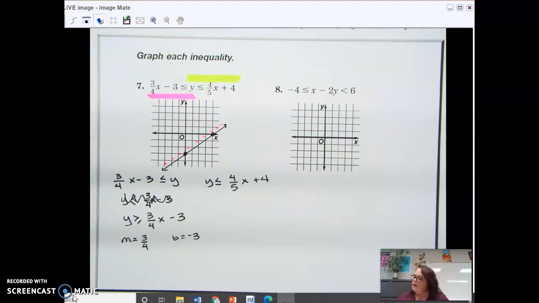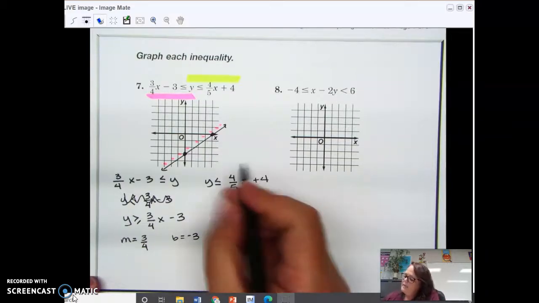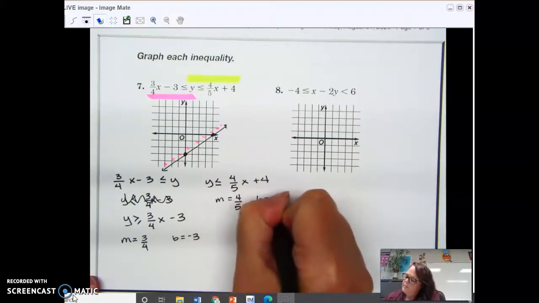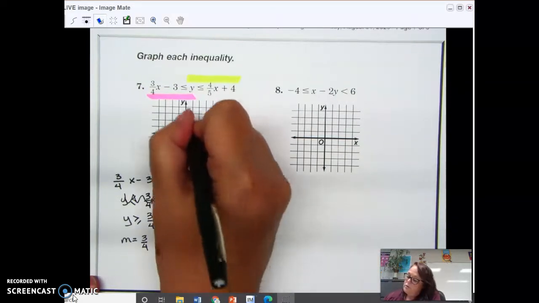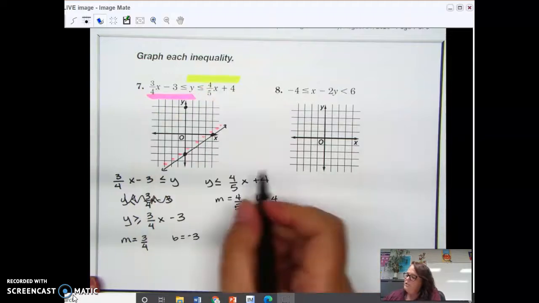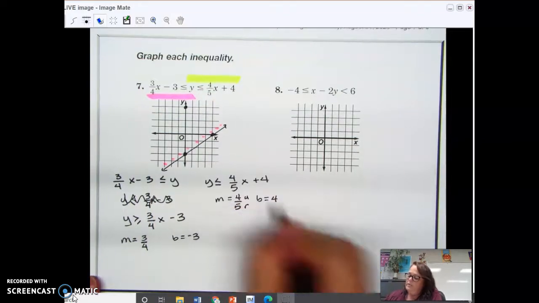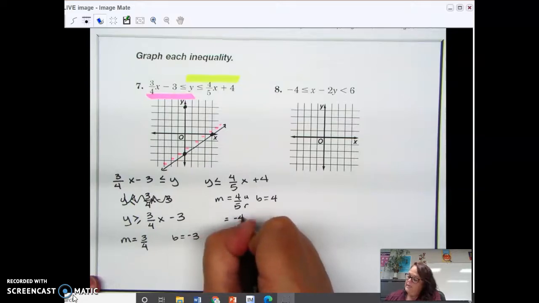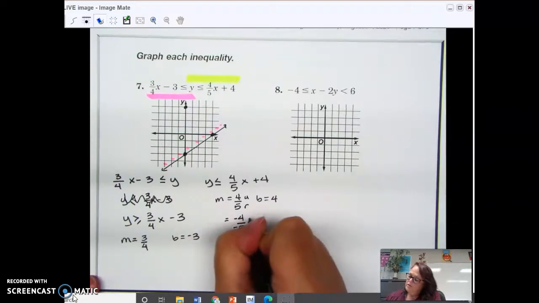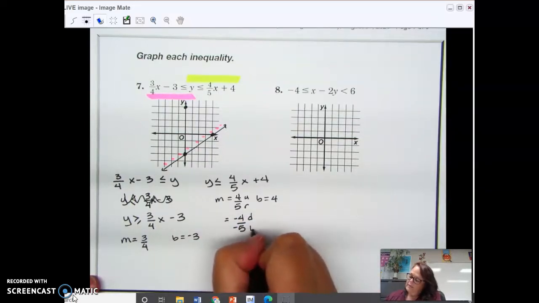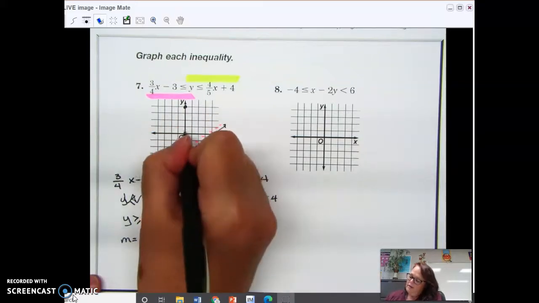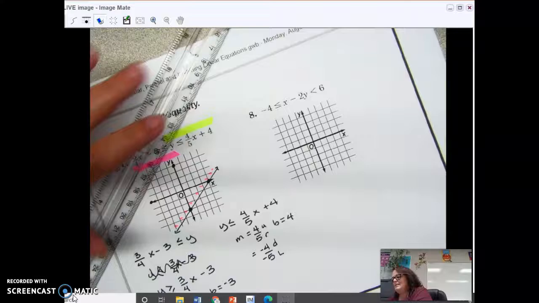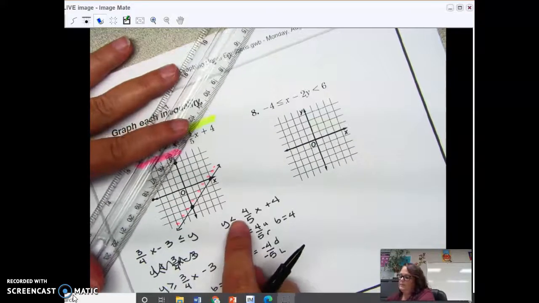All right, so then my next one says I've got a slope of 4/5 and I have a y-intercept at 4. So 1, 2, 3, 4. And if I try to go up 4 and to the right 5, I'm going to be way off the charts. So I'm going to go in reverse and say -4 over -5. That means go down 4 and to the left 5. So if I go down 4 and to the left 5, I end up right there. Yep, I remember. So this is or equal to.